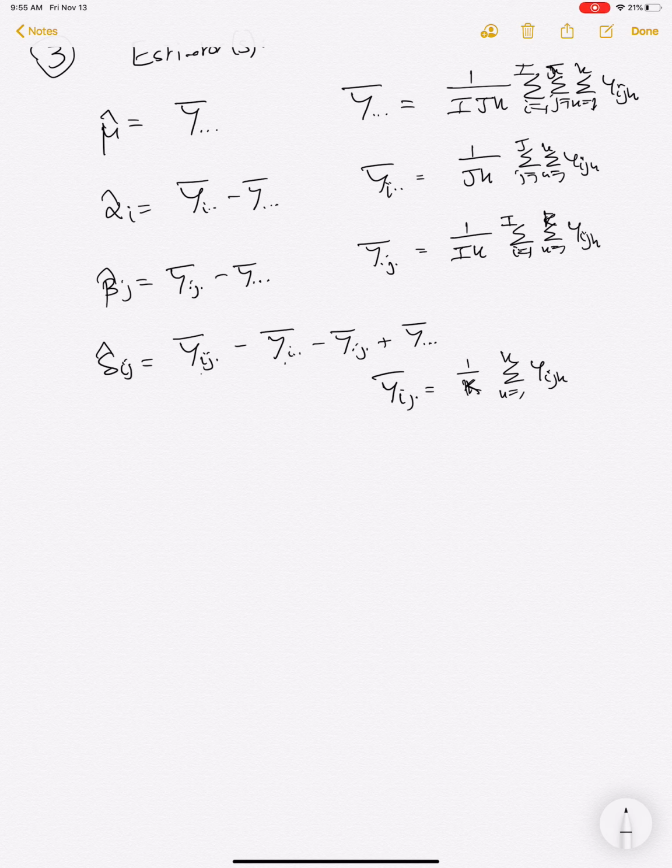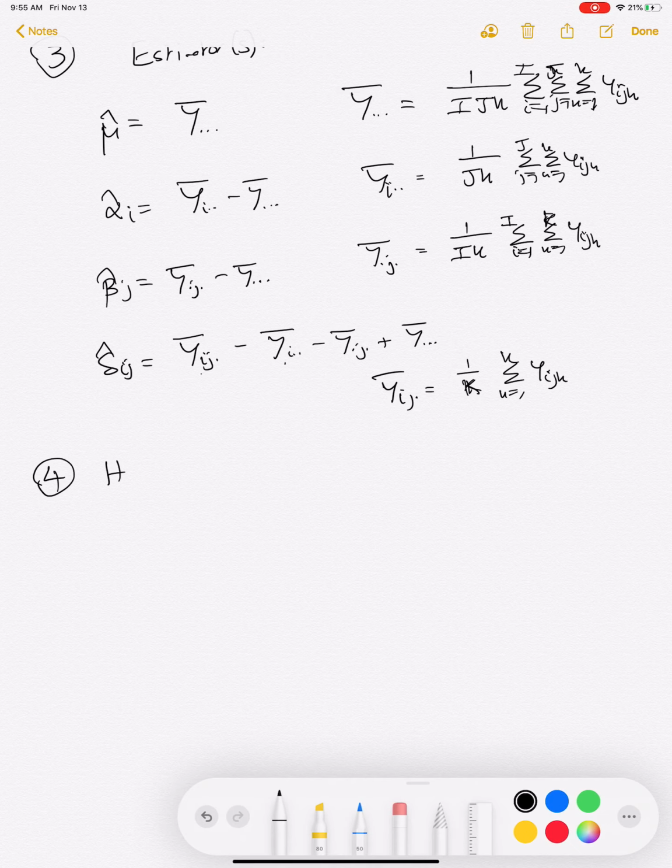Okay, and so this gives us the overall estimates that we need. This is again reasonably intuitive, I think. As I said, the only thing that's really new is the interaction effect. The interaction effect is the mean across the groups, but then you want to subtract off the mean due to the first factor, y bar i dot dot, and then subtract off the mean due to the second factor, and then also add back in the mean that you've lost.